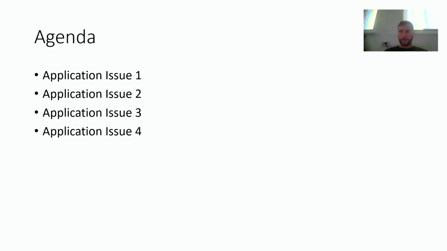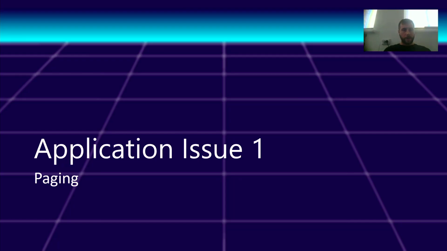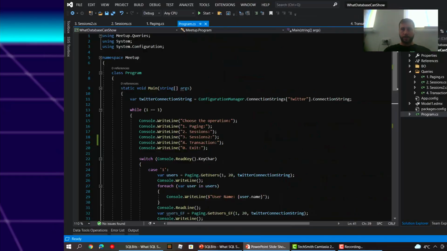As an agenda, we will cover 4 cases when we see some hints, something interesting on the database and database server level, which can give us an idea that something is wrong with the application but not with the database. Okay, and the first case is called paging.